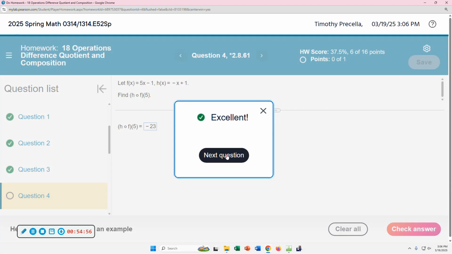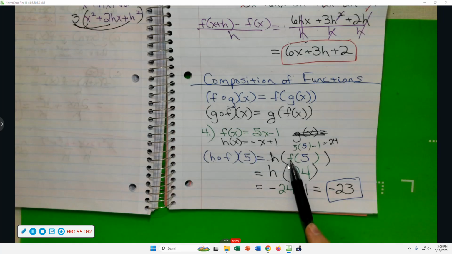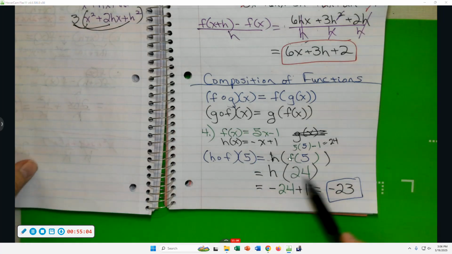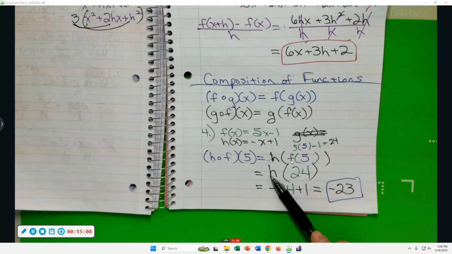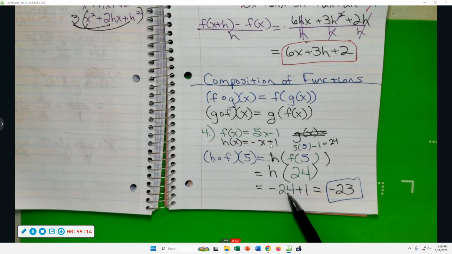Any questions? Why does the h get dropped? Why did the f get dropped? It's just function notation. This is saying, go to h, plug in a 24. So we went to h, we plugged in a 24, and there's negative 24 plus 1. Once you plug in, there's no h remaining.